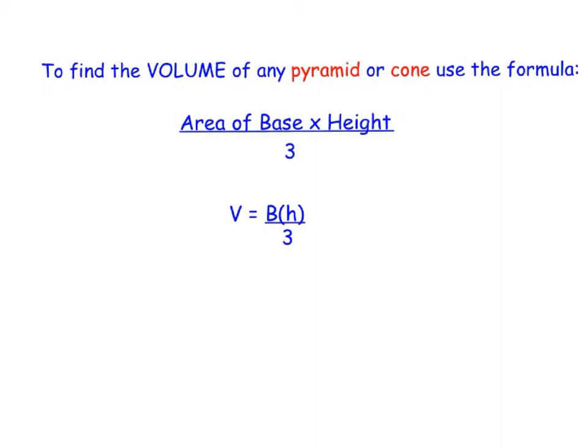We're going to find the area of the base. We're going to multiply that by the height. And then we're going to take that final answer and divide it by 3. So if you remember from lesson 8.1, to find the volume of prisms and cylinders, we did area of base times height. We're going to use that very same formula again, but we're going to add one step to that, and that step is taking our final answer and dividing it by 3.